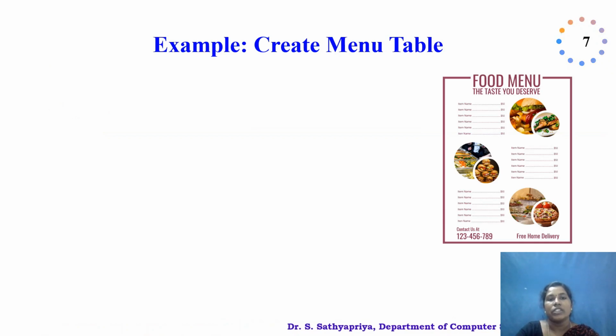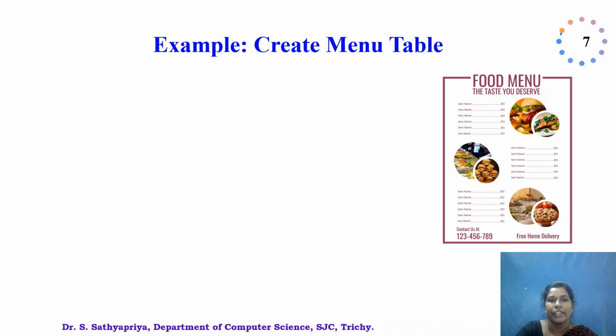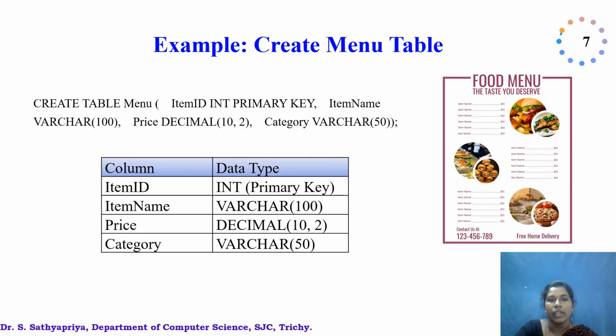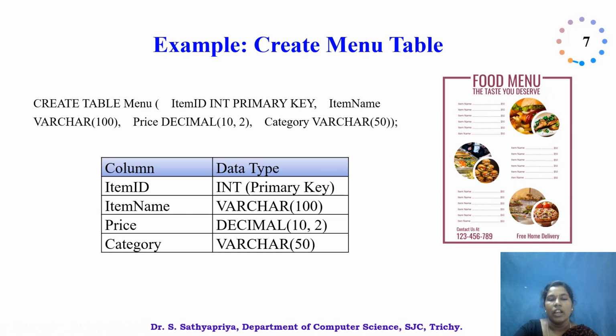Imagine you are building a restaurant management system. You need a table to store menu items. Each item needs a unique ID, a name, a price, and a category like drinks or main course. The create table command allows you to structure this data in a database. The command will be like this: create table, table name. Here the table name is menu and the different columns are item ID, item name, price, category with their types. Then the output will be like this. It's in table format. The data structure will be created in the database.